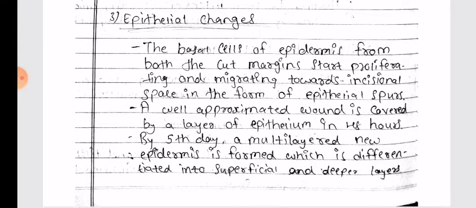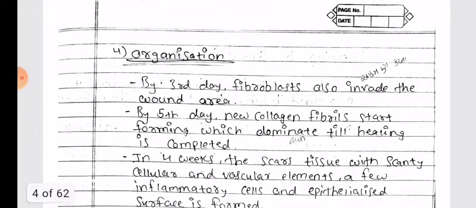Epithelial changes. The basal cells of epidermis from both cut margins start proliferating and migrating towards the incisional space in the form of epithelial spurs. A well-approximated wound is covered by a layer of epithelium in 48 hours. By fifth day, a multi-layered new epidermis is formed, which is differentiated into superficial and deeper layers.